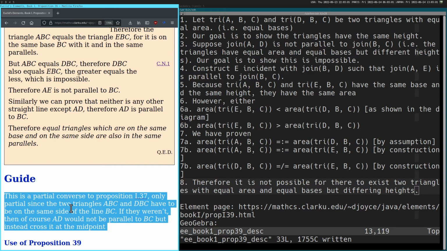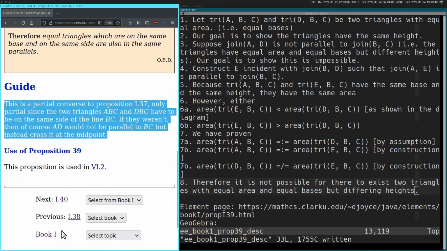Use of proposition 39. This is used in 6.2. All right, am I going to really try to do the GeoGebra with this cat here? I think I'm going to pause the video and do the GeoGebra later.